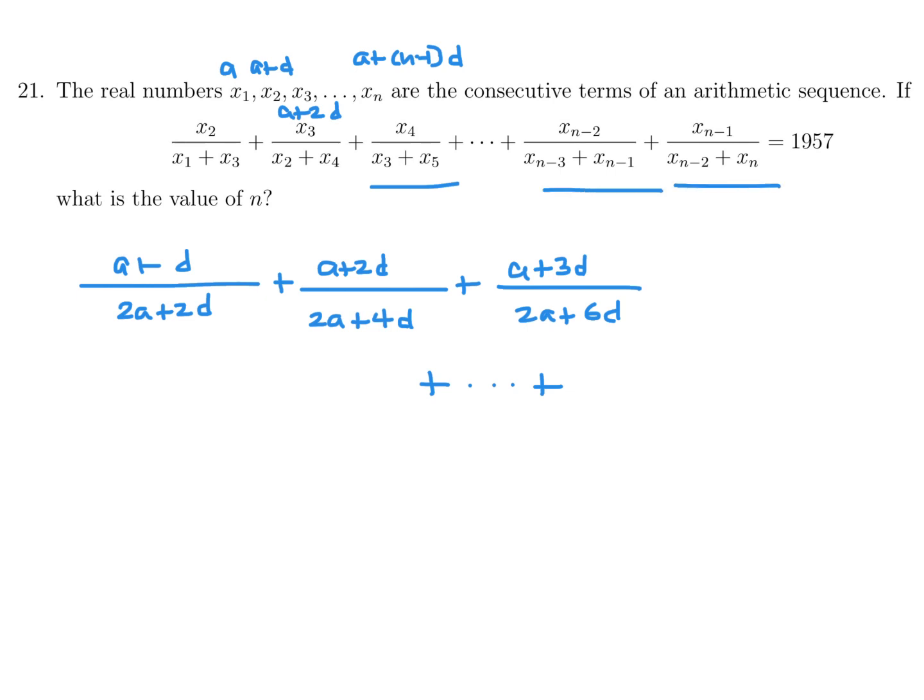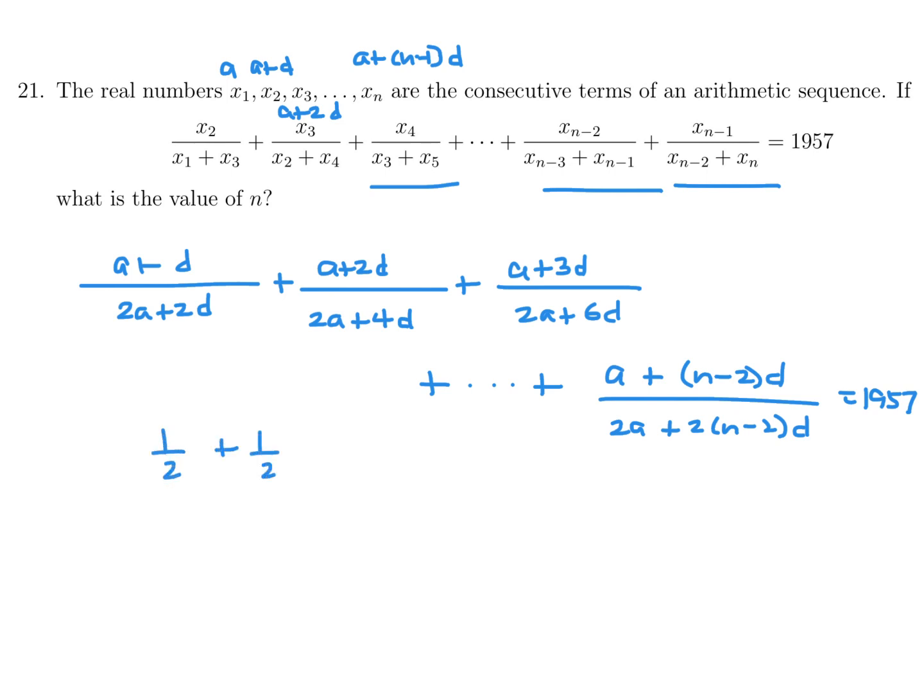The very last one would be a plus (n minus 2)d, and the bottom would be 2a plus 2 times (n minus 2)d. And all of that equals 1957. Well, you'll see, all of these are a half. All of them.